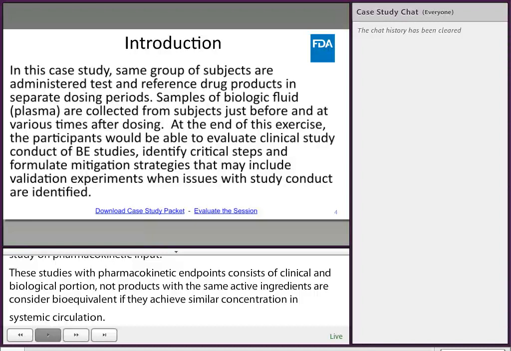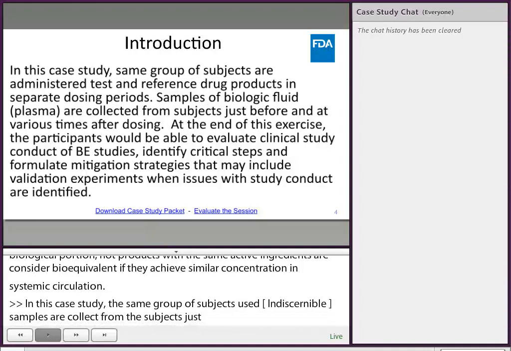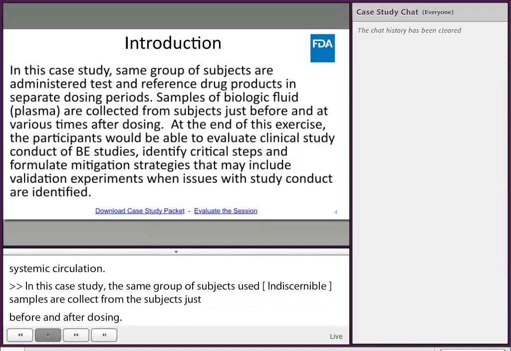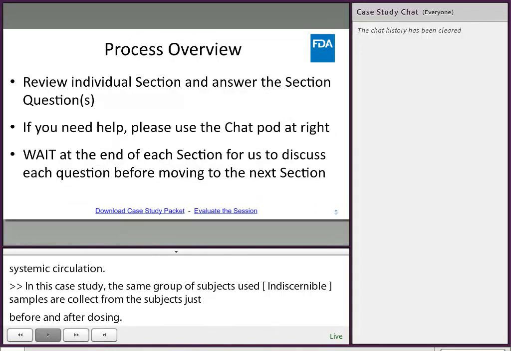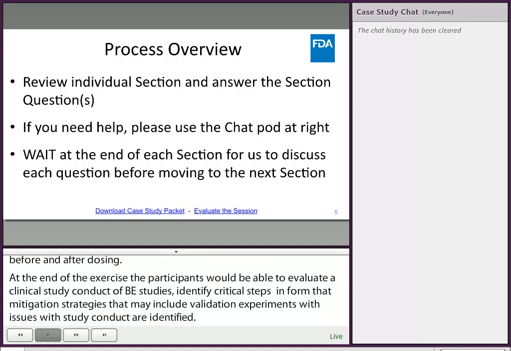At the end of this exercise, the participants would be able to evaluate a clinical study conduct of these studies, identify critical steps, and formulate mitigation strategies that may include validation experiments when issues with study conduct are identified. So what you need to do is review individual sections and answer the section questions. If you need help, please use the chat pod at the right. Wait at the end of each section for us to discuss each question before moving to the next question.